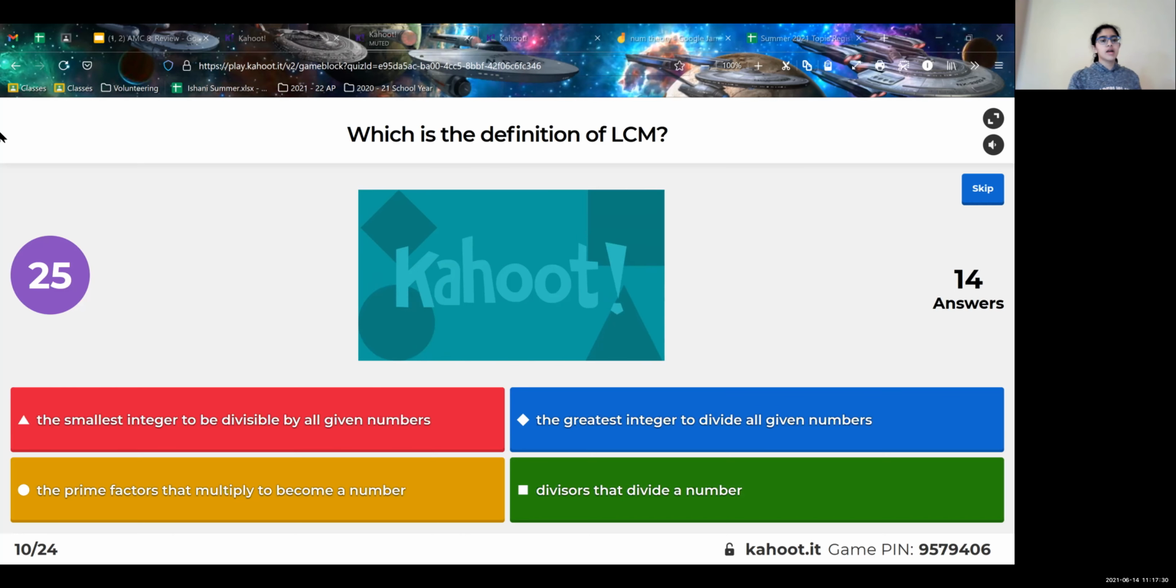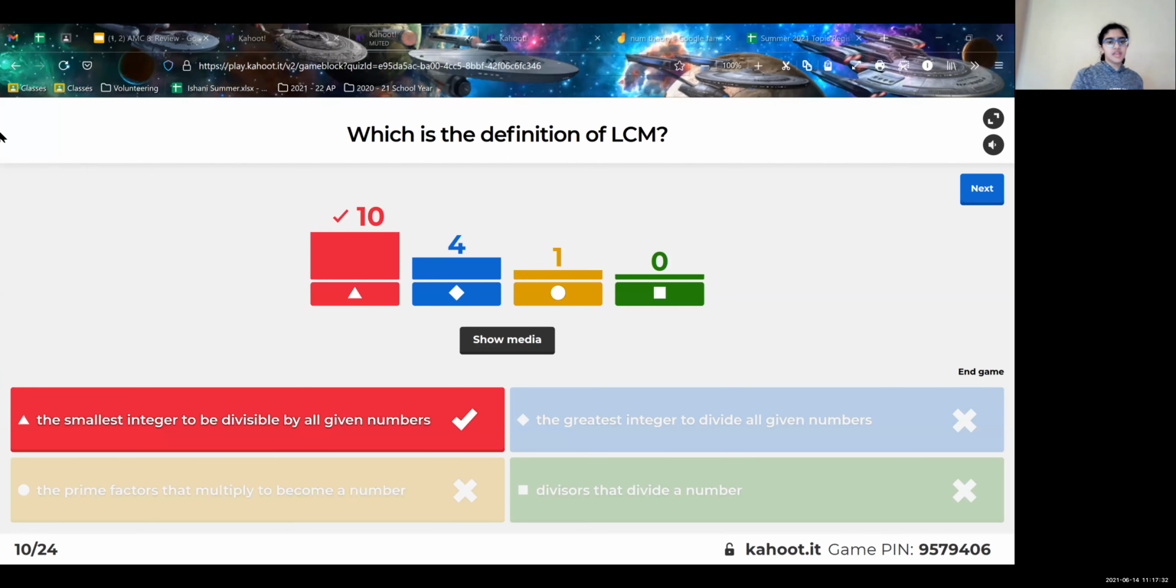Also, about the practicing thing, you should practice previous exams to help you. So yeah, LCM is the smallest integer divisible by all the given numbers. And some of you mixed it up with GCF. LCM is the multiple, right? It's what the numbers multiply to. Someone said the prime factors that multiply to become a number. That's the prime factorization. And divisors that divide a number, that's the factors in general, not the LCM.